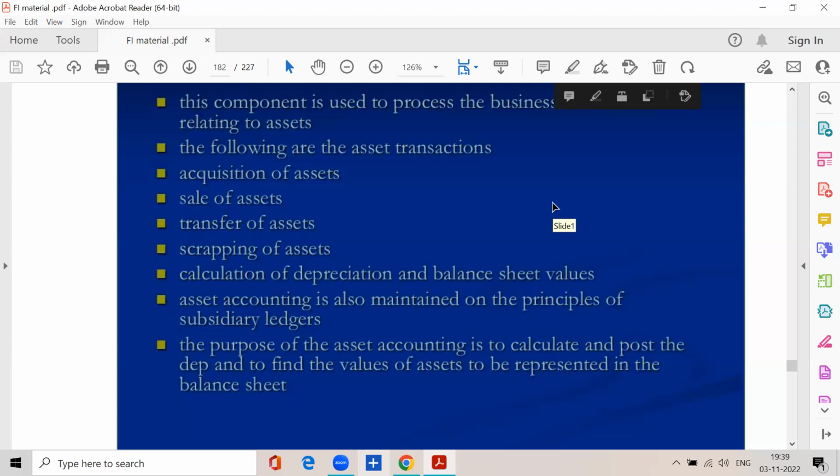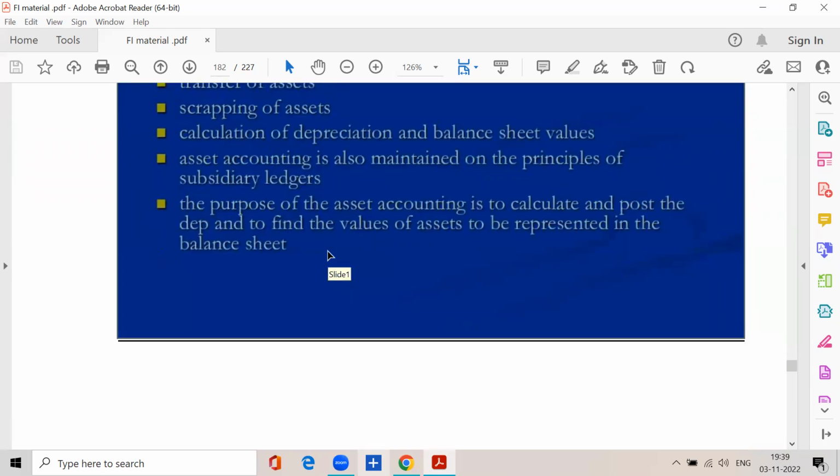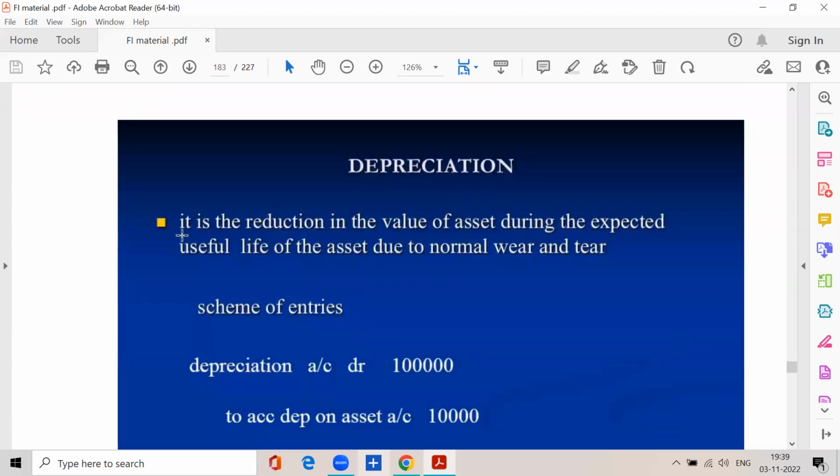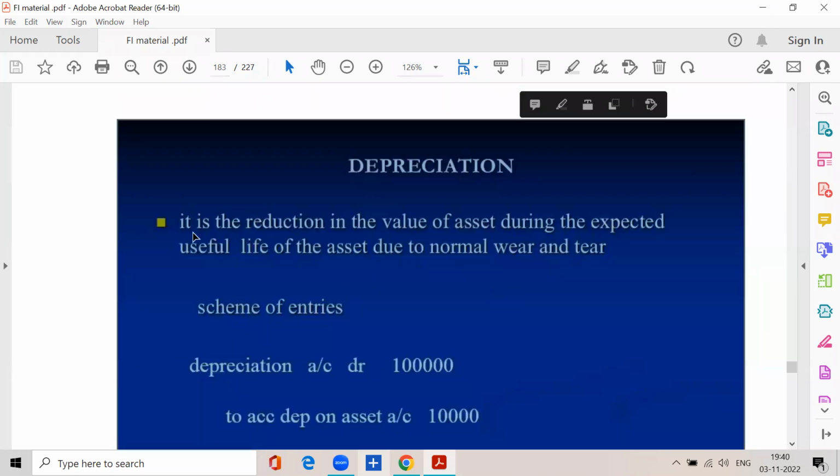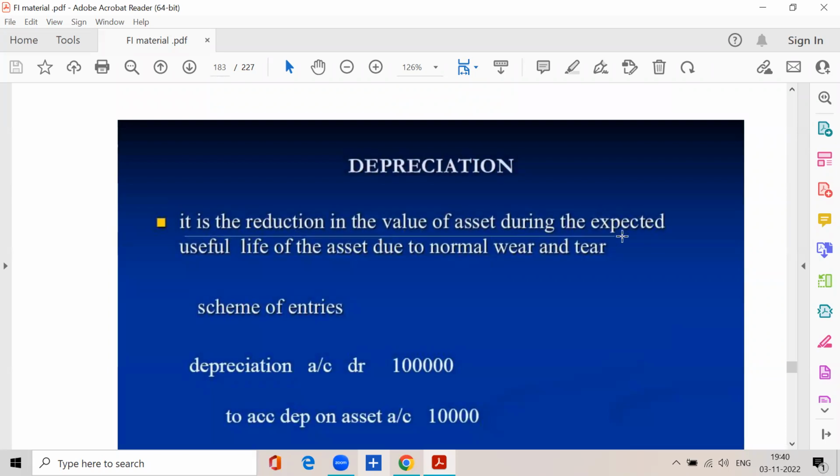That's why, using this asset accounting component of SAP, the system will calculate and post the depreciation on 16,000 assets within 2 hours. That is the efficiency of this asset accounting component of SAP. So the main purpose of asset accounting is to calculate and post the depreciation, right? Then what is depreciation? It is the reduction in the value of an asset during the expected useful life of the asset due to normal wear and tear.